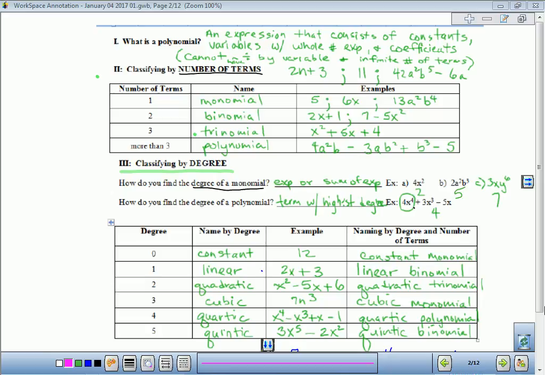Alright, and either Tori kept her notes or she knew this part from last year. She was spouting these off.